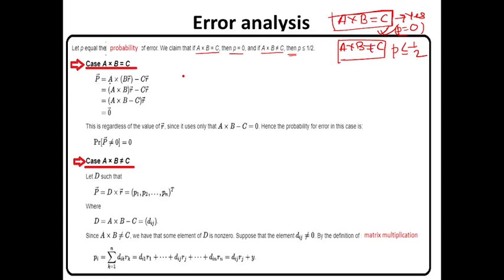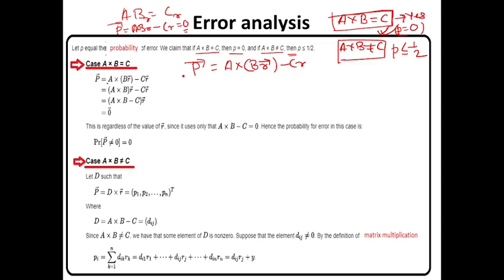So the probability P, if A cross B equals C. Let's say the probability P is computed after using the random vector R, so we first calculate ABR minus CR. Basically AB equals C, so ABR equals CR. So let P be the probability that ABR minus CR is not zero. Ideally this should be equal to 0, if A into B equals C.